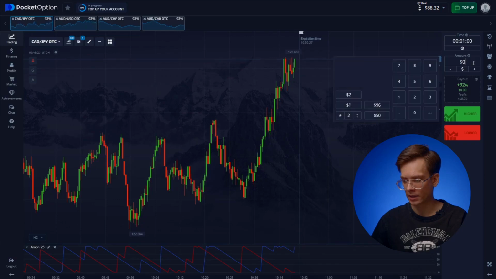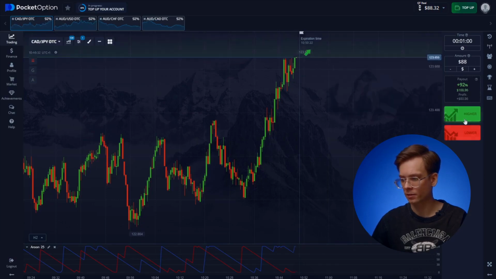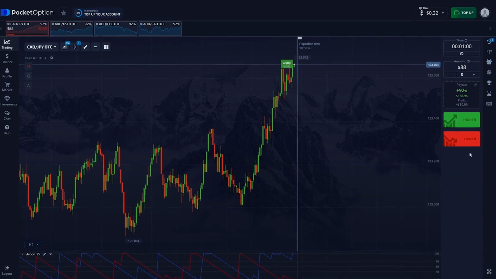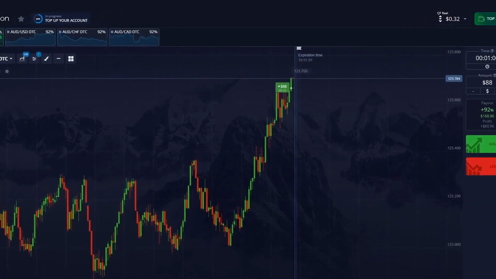Again, Canadian and yen. Adjusting the amount and going long. Aroon clearly shows a strong bullish influence and weak bearish influence.